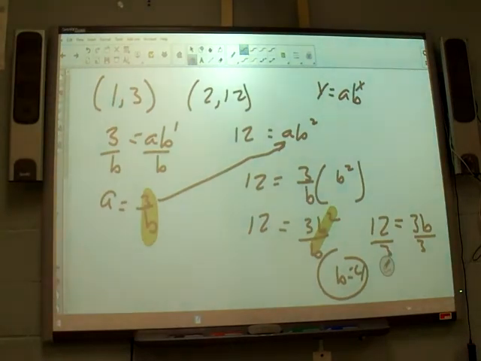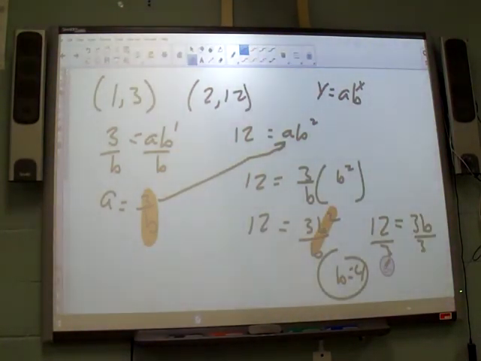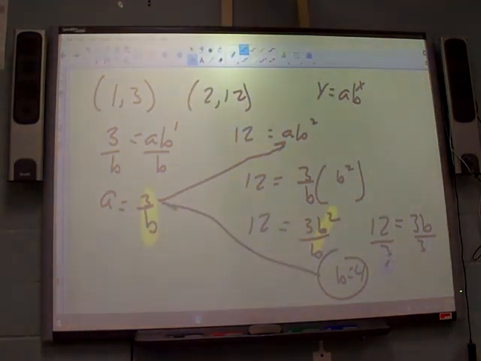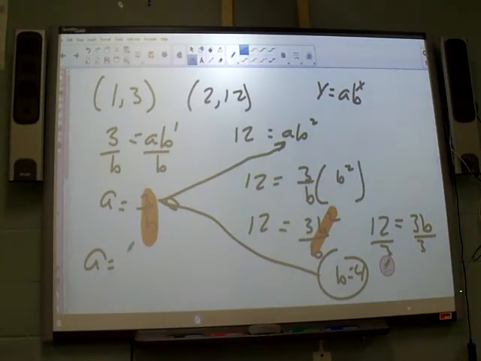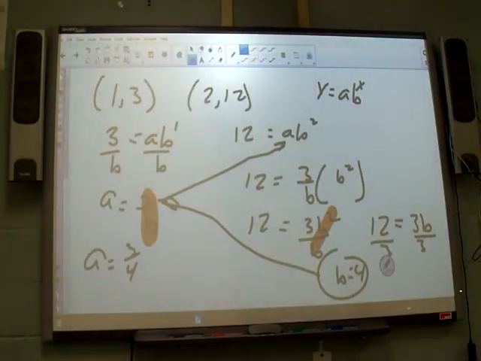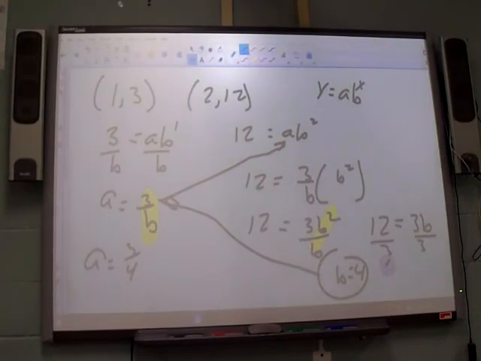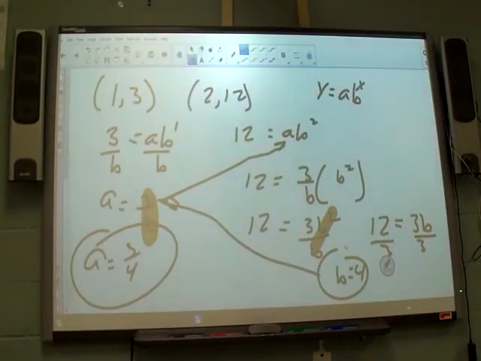Then take that. The easiest place to plug it back into is the place where you've already solved for A. You plug it back in here. 3 over 4, since that doesn't reduce, you can leave it that way. I saw some 0.75s, you can put 0.75. They're the same, either one works. You've now got an A. You've now got a B.